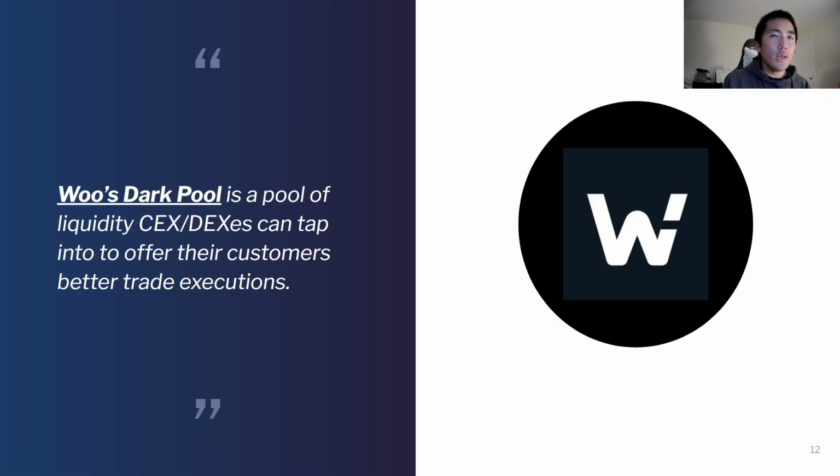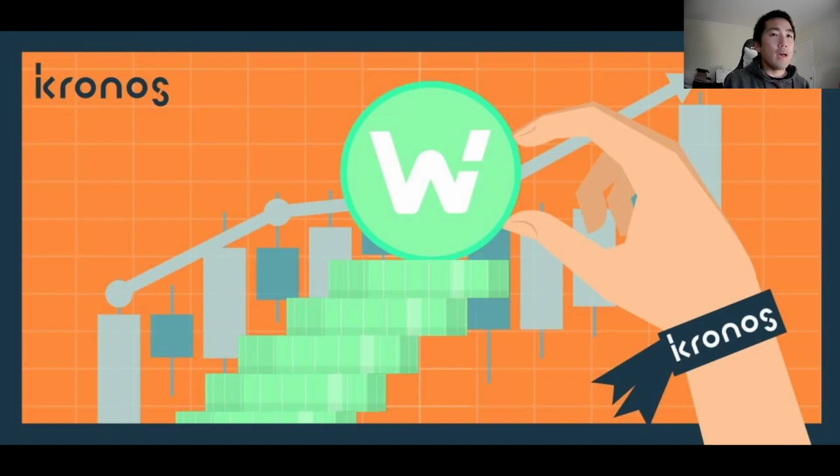The way they do this is that Wootrade builds something called a dark pool, which is a pool of liquidity that centralized and decentralized exchanges can tap into to offer their customers better trade executions. And Wootrade is under Kronos. Kronos is the parent company of Wootrade, and Kronos is a large firm based in Asia.